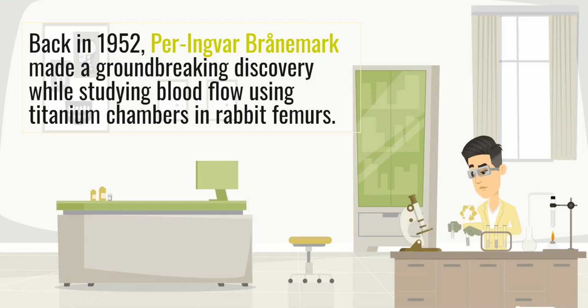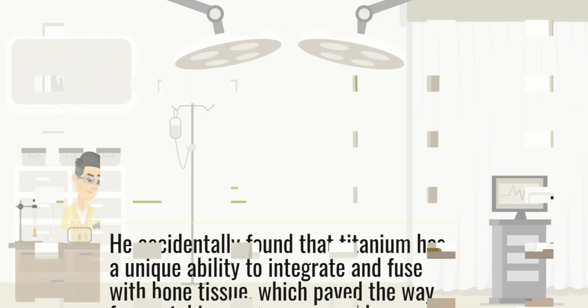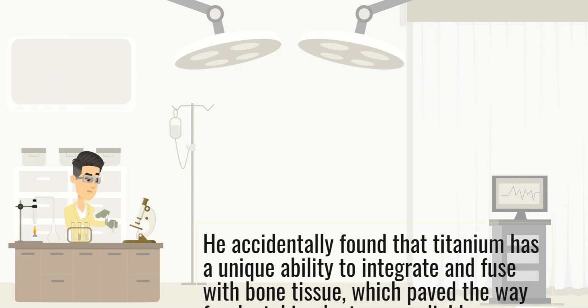Back in 1952, Ingvar Brånemark made a groundbreaking discovery while studying blood flow using titanium chambers in rabbit femurs. He accidentally found that titanium has a unique ability to integrate and fuse with bone tissue, which paved the way for dental implants as a reliable solution for missing teeth.